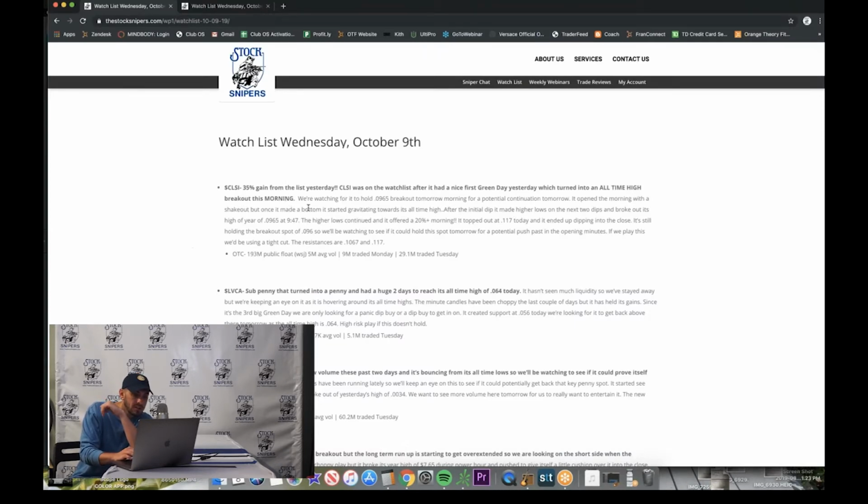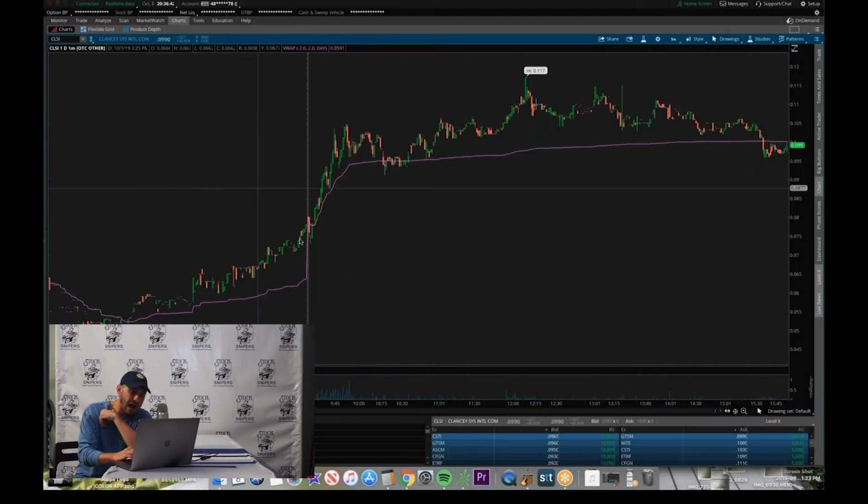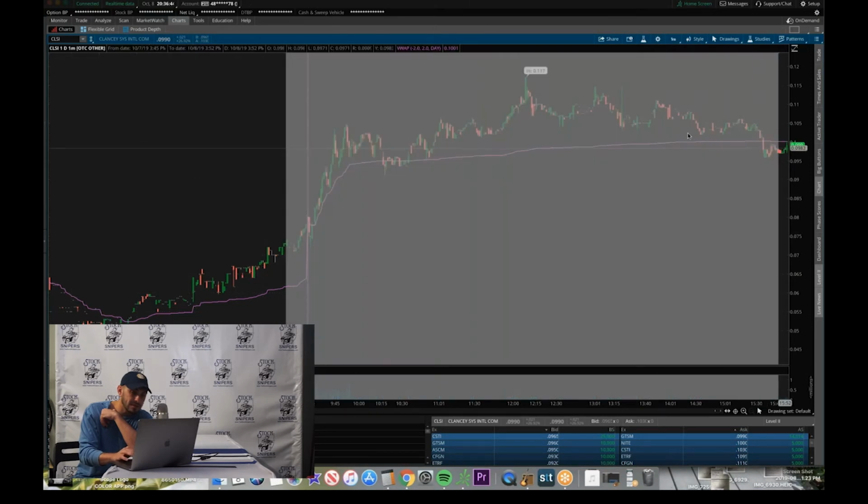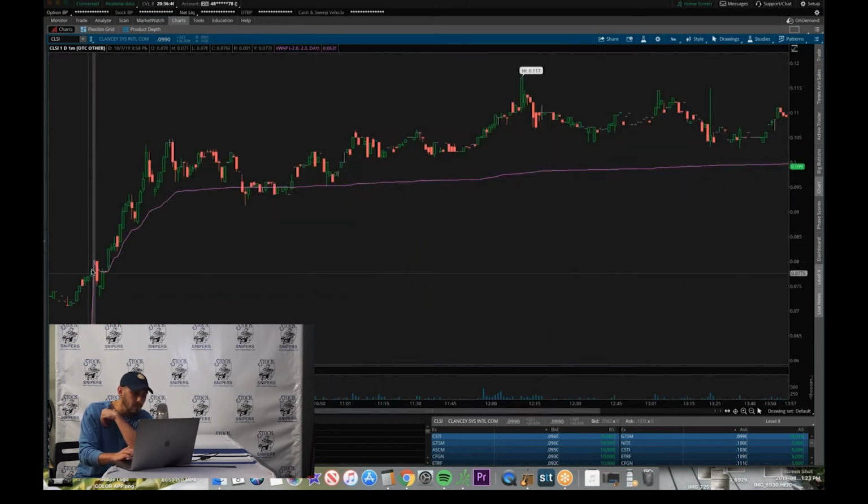As we break down the watch list, it ends up getting a shakeout. It opened the morning with a shakeout, but once it made a bottom, it started gravitating towards the all-time high. After that initial dip, it made higher lows in the next two dips to reach its all-time high of 9.65. Let's zoom in and give a breakdown here. We get the shakeout, and then check this out. It pops back and regains VWAP, okay? After it regains VWAP, it makes that new high.